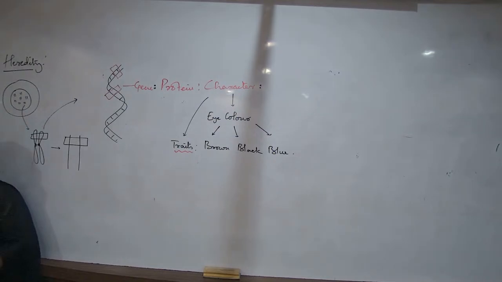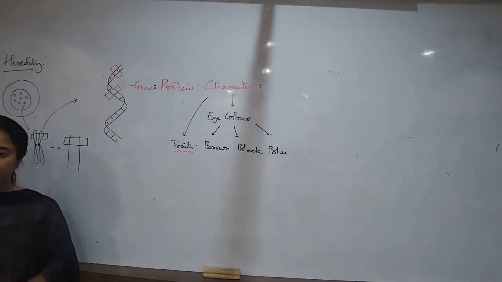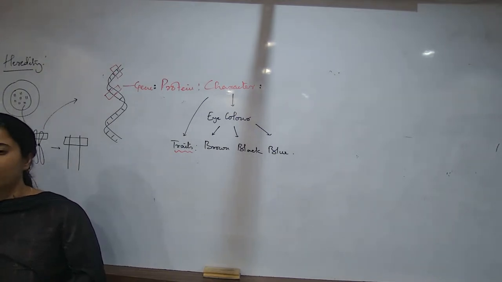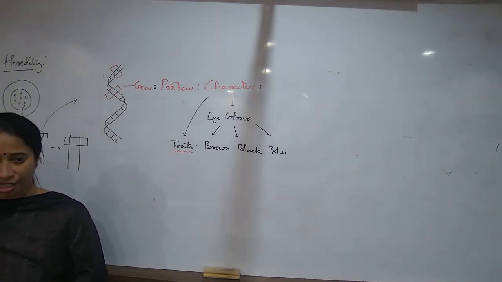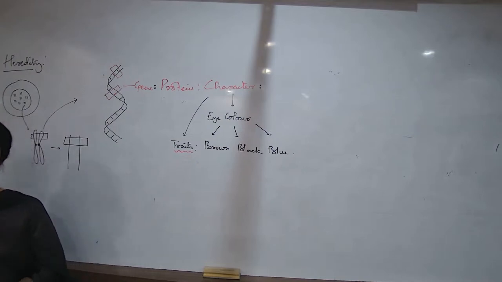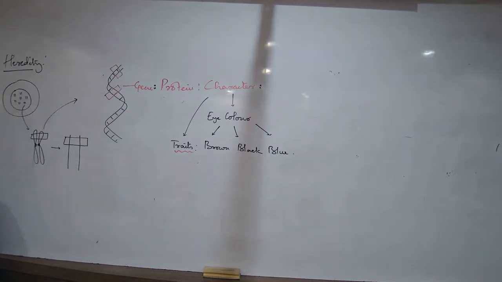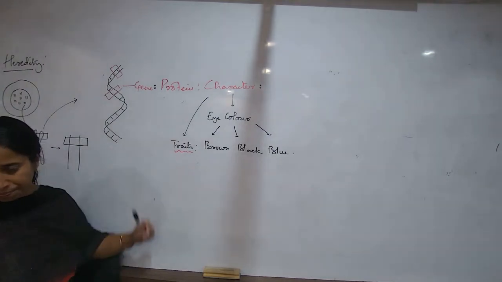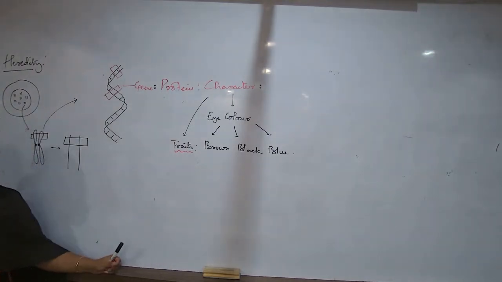So if I talk about whitish and dark and fair, is this a character or are these traits? These are traits. Then what is a character? Height is a character, texture of the hair is a character, color of the eye is a character, the shape of the fingers is a character, the length of the bones is a character, but the varieties of this character are what we are talking about as traits.